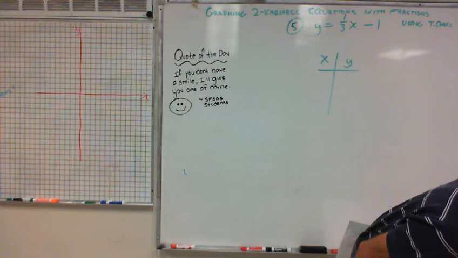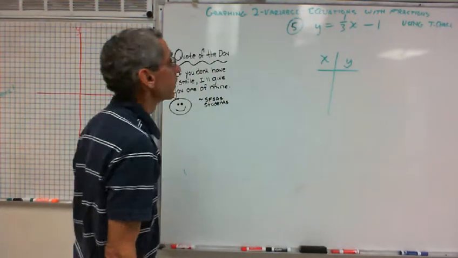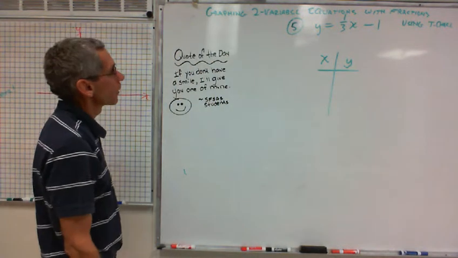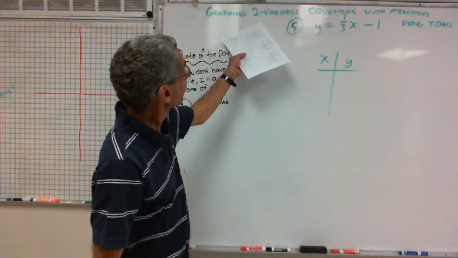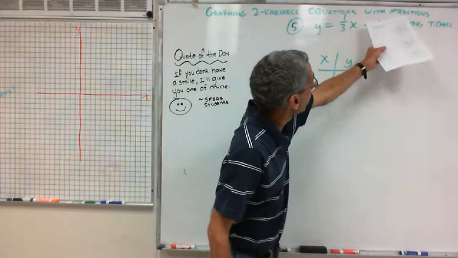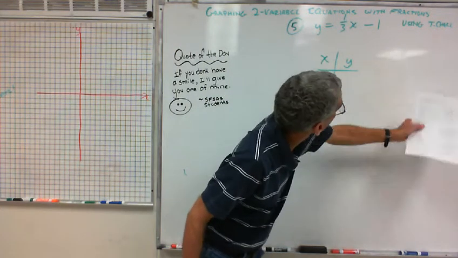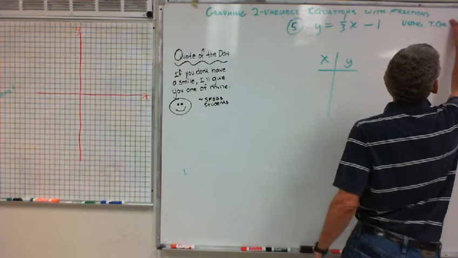Did that stay on there? Yes. I don't think anybody can read that. Oh well. It says graphing two variable equations with fractions using a t-chart. I can't even read it.